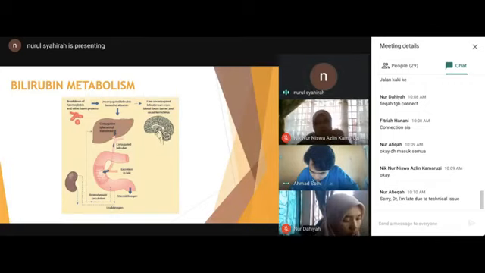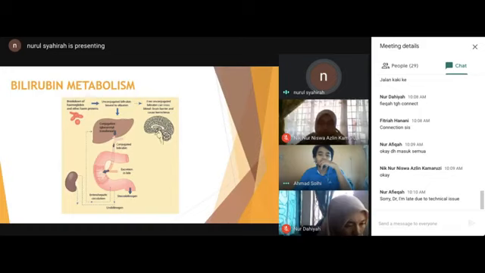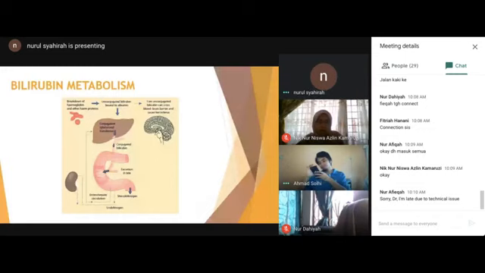This conjugated bilirubin is water soluble, and then it will be excreted in bile into the gut. It will become stercobilinogen in stool and urobilinogen in urine. However, if the unconjugated bilirubin exceeds the albumin binding capacity, it can cross the blood-brain barrier. It can cause clinical risk.